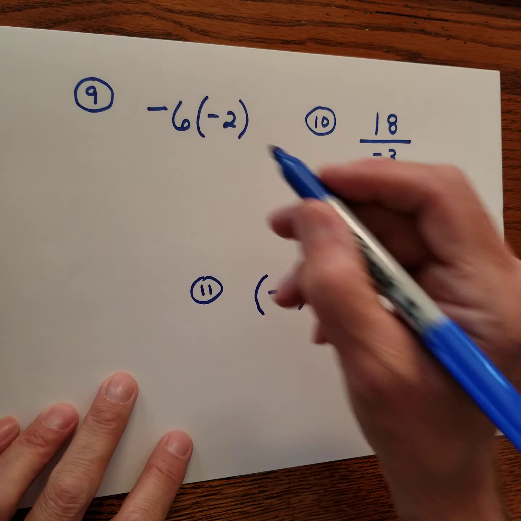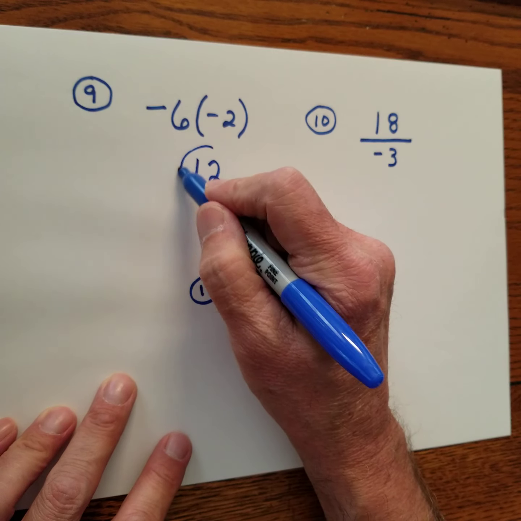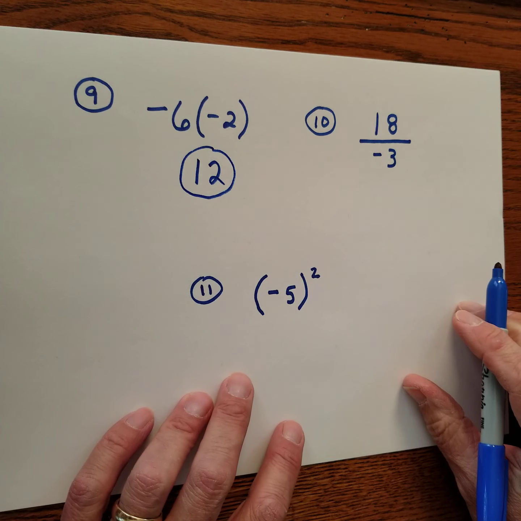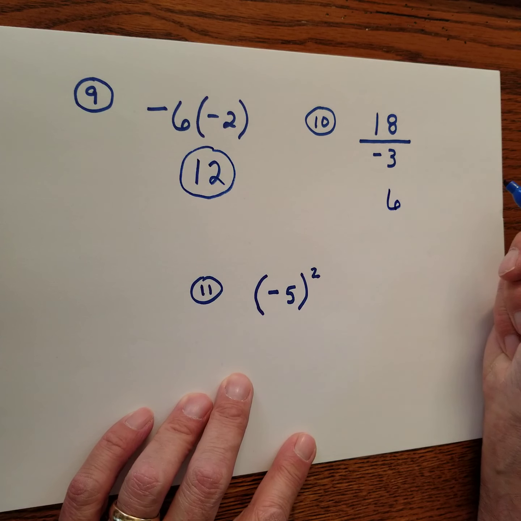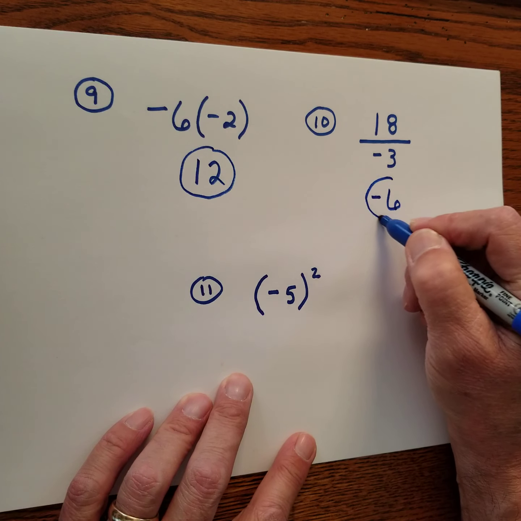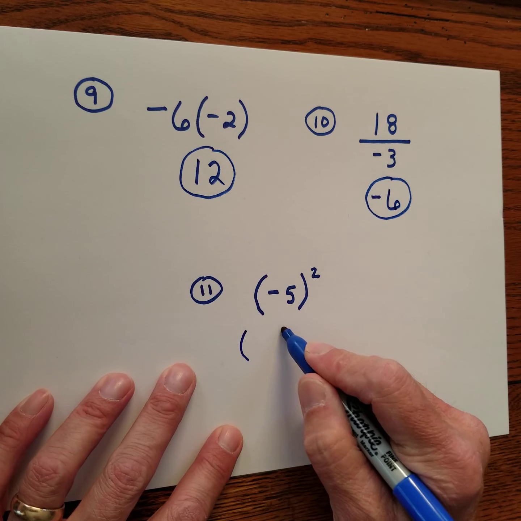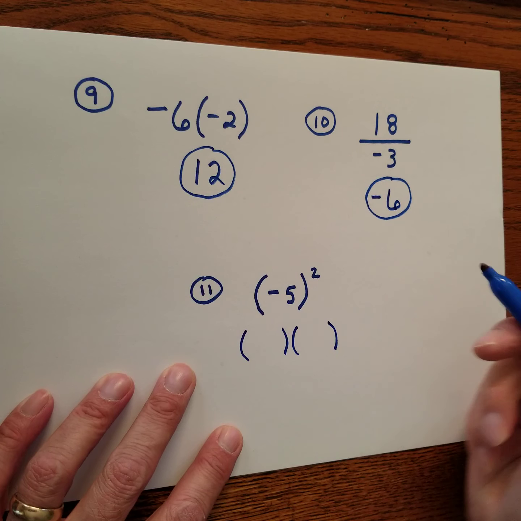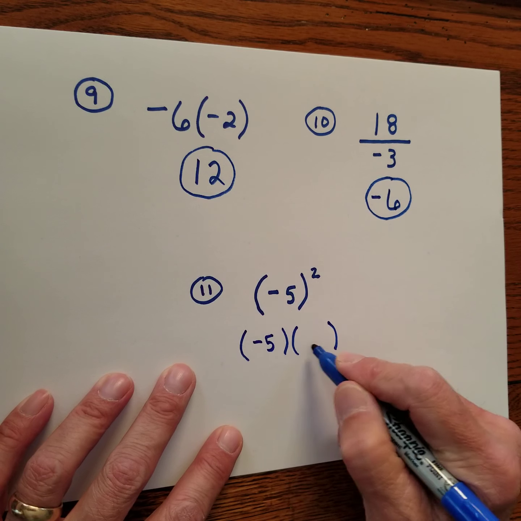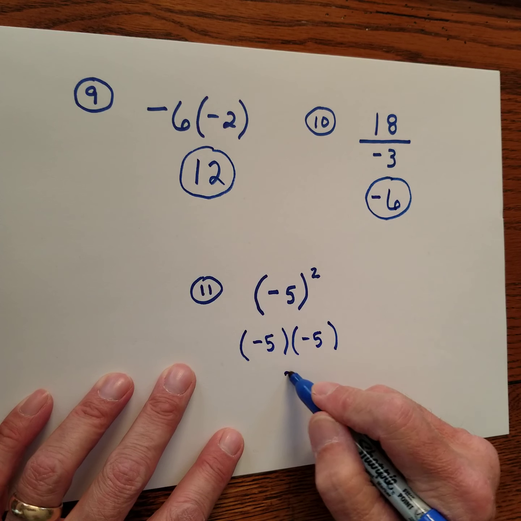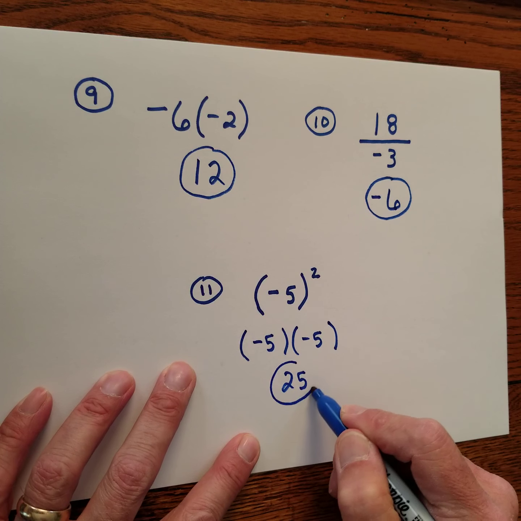In number 9, multiply 6 times 2, and when you multiply with 2 negatives, your answer is positive. In number 10, 18 divided by 3 is 6, and when you divide with 1 negative, your answer is negative. Finally, number 11. This square says everything in the parentheses twice. That's -5 times -5. 5 times 5 is 25, and 2 negatives make your final answer positive.